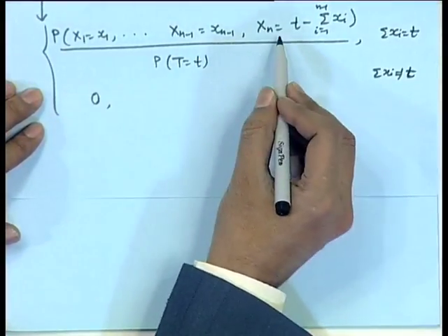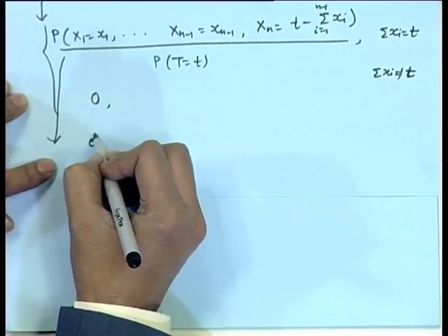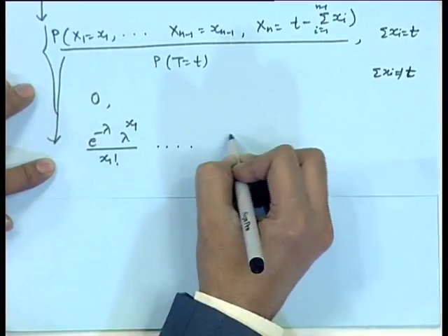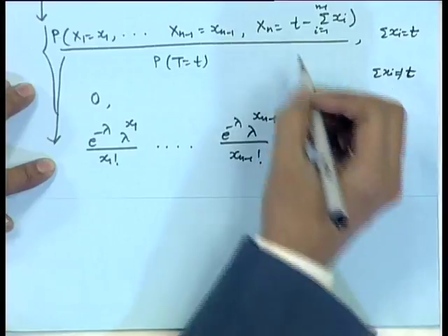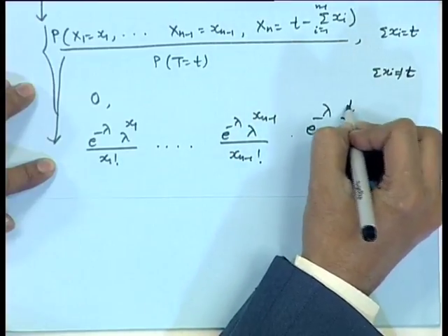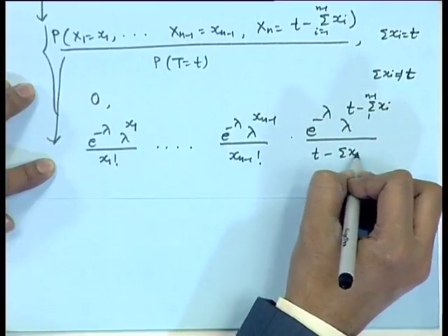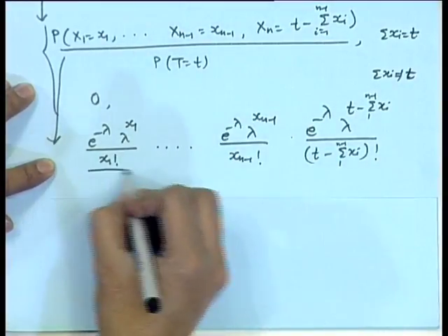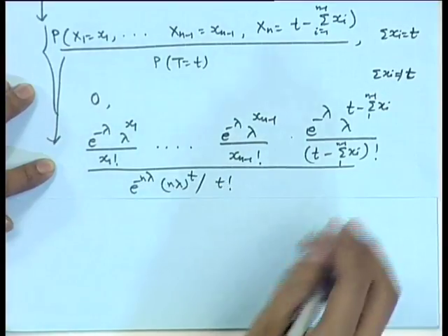Now, the numerator quantity can be determined because X1, X2, ..., Xn are independent Poisson(lambda) variables. So, we can substitute these values here: e to the power minus lambda, lambda to the power x1 by x1 factorial and so on. And the last term will be e to the power minus lambda, lambda to the power t minus the sum of xi from 1 to n minus 1, divided by t minus the sum of xi from 1 to n minus 1 factorial, and divided by e to the power minus n lambda, lambda to the power t divided by t factorial.